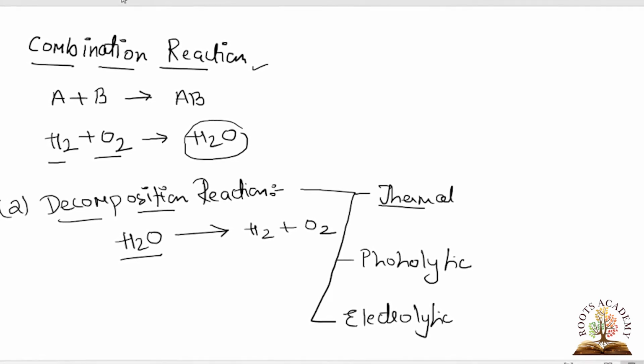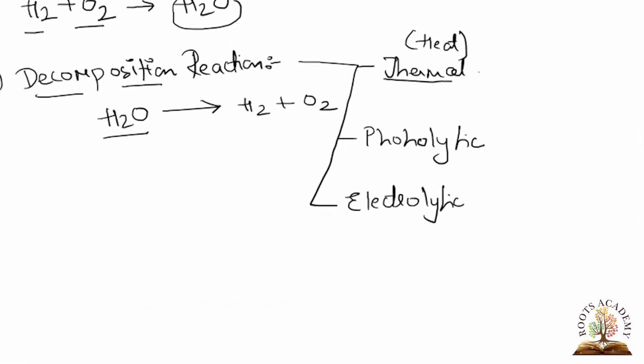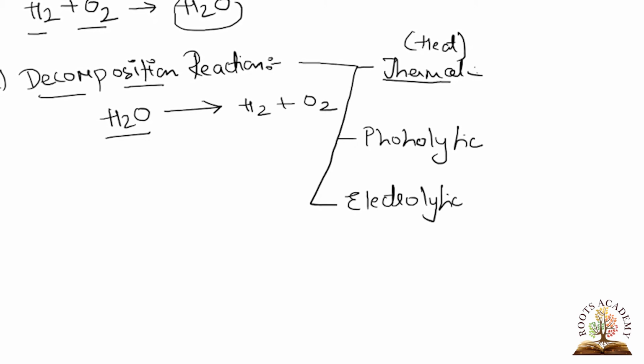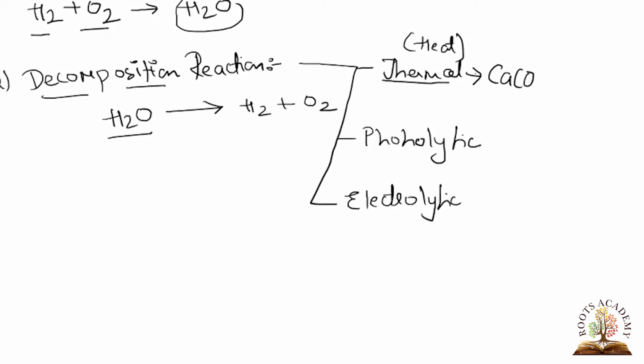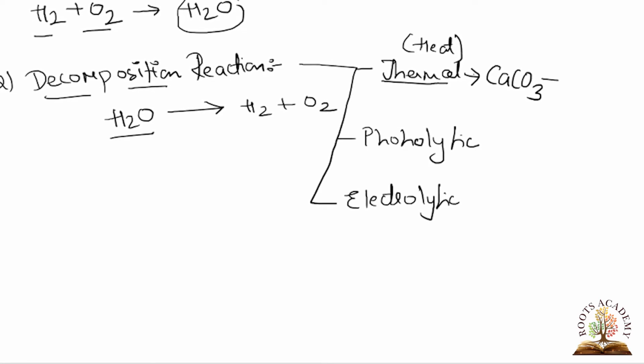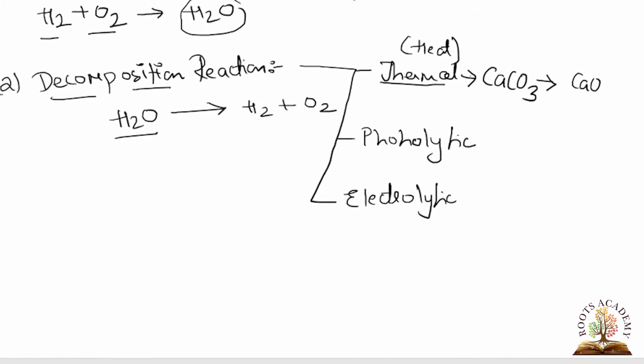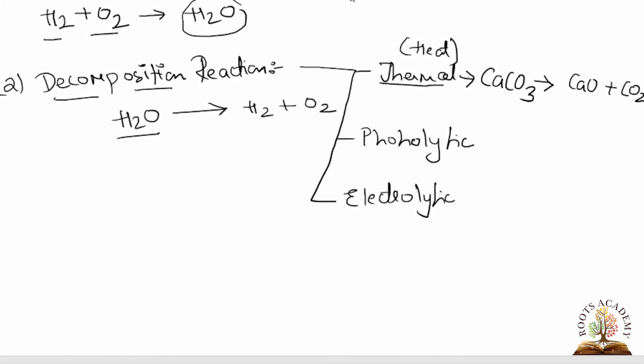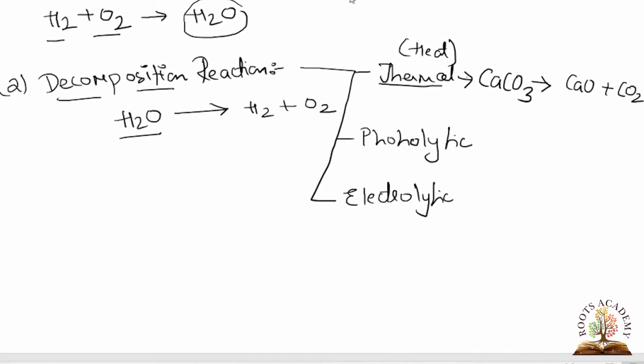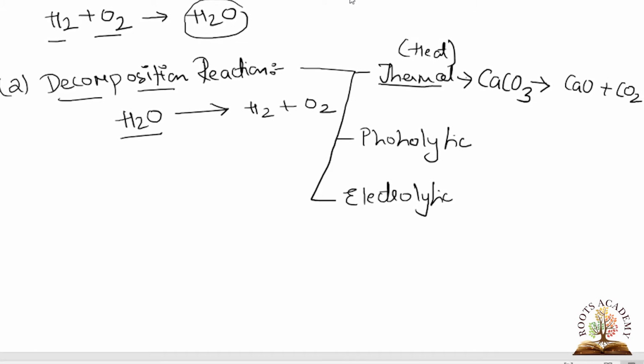Now what is thermal decomposition? Thermal, as the name suggests, means heat. So this decomposition is carried out due to the presence of heat. Let's start with the thermal decomposition. Now, here we have calcium carbonate. So one reactant getting decomposed to give calcium oxide plus carbon dioxide. Now in this also, as I told you, decomposition reaction means one reactant decomposes to give two or more than two products.